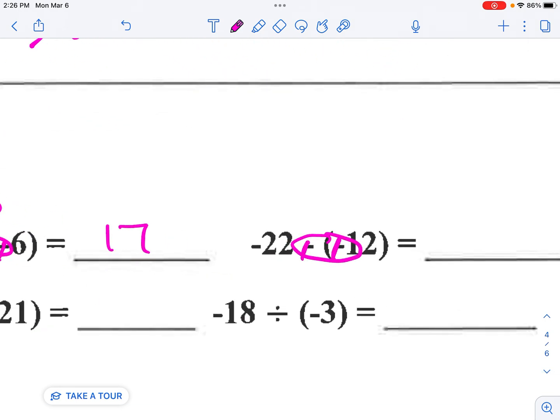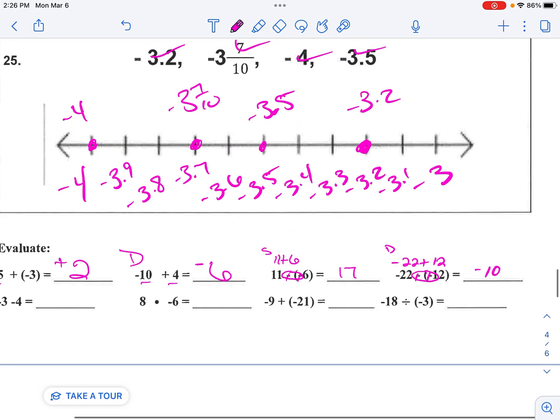This one's double negative turns into a positive, so it's -22 plus 12. Those are different signs, so we're going to find the difference. I'm going to subtract to get 10. There's more negatives, so it would be a -10.